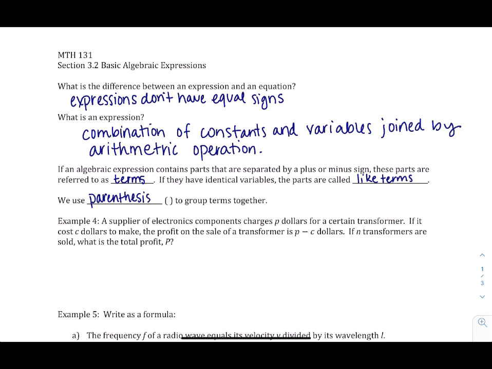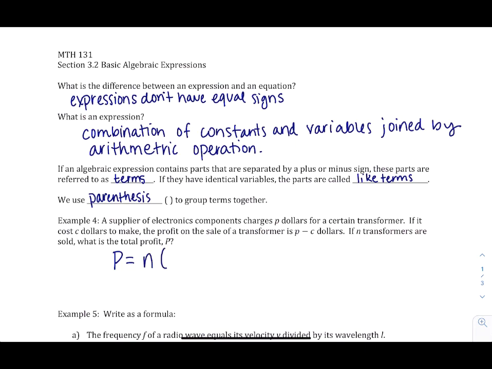So for example, in example 4, a supplier of electronics components charges P dollars for a certain transformer. If it costs C dollars to make, then you could think of the profit as P minus C dollars. Now, if we're selling N transformers and we want to find the total profit, we would need to know how many were sold, N, and then that net cost, that P minus C. So to combine that, we would do N, and then we would put P minus C in parentheses to help us know that that needs to be calculated first. We need to calculate the charge minus the cost.